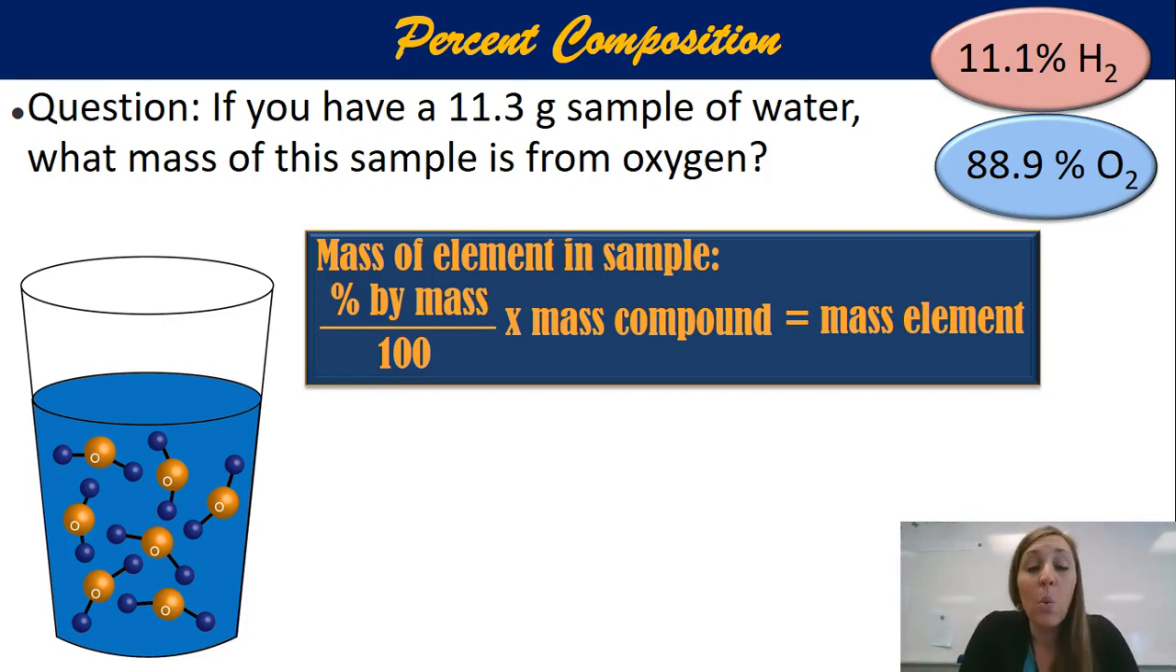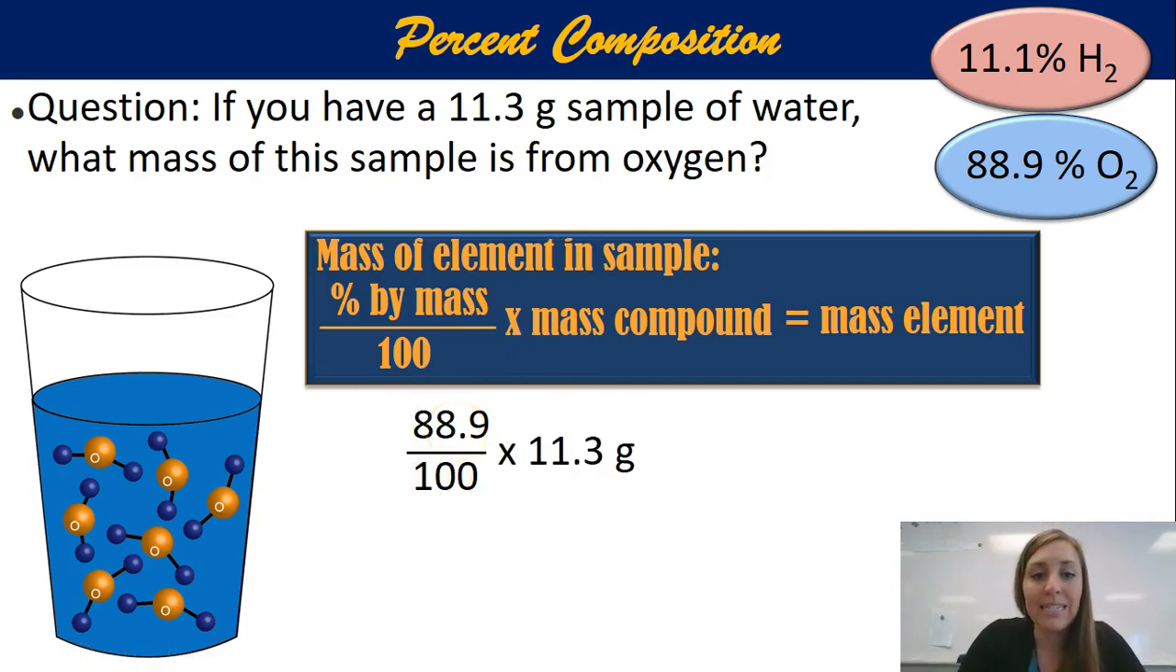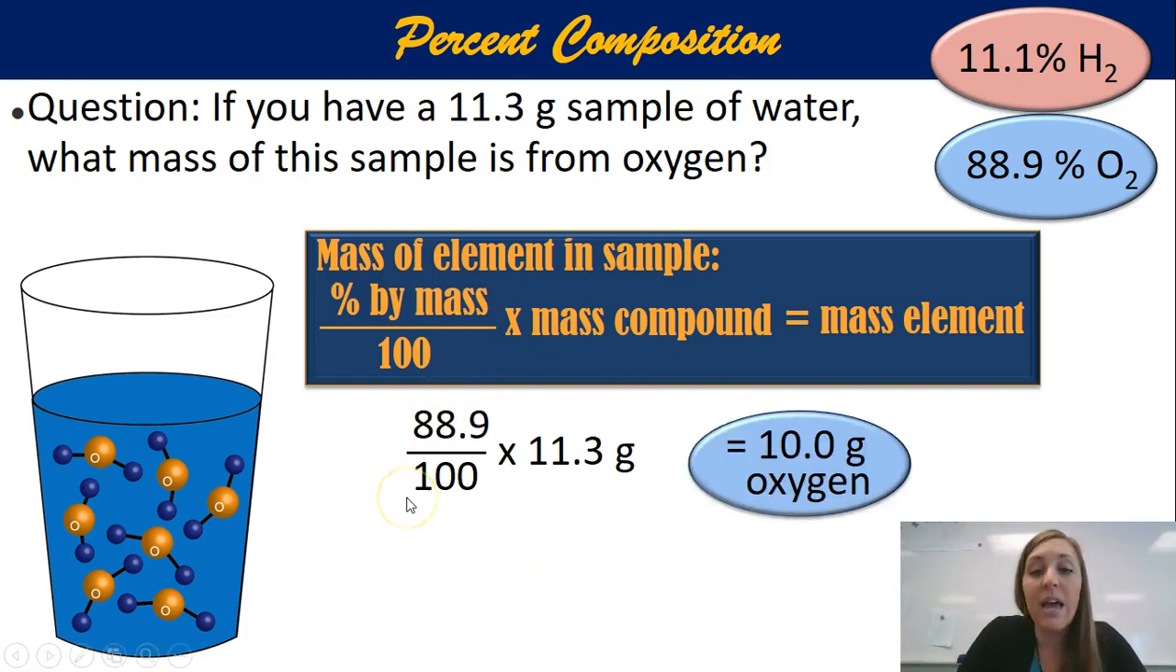Great, so we want to know in this 11.3 gram sample of water, how much of it is oxygen? Well, I know it's 88.9% of it. So I do the percent by mass, which is 88.9, divided by 100. What percent means is per 100. So I'm saying out of every 100 bits, 88.9 of them are oxygen. I times it by my mass of the sample. So that is 11.3 grams, and that equals your mass of your element. So you plug this whole thing into your calculator, and you get 10.0 grams of oxygen.